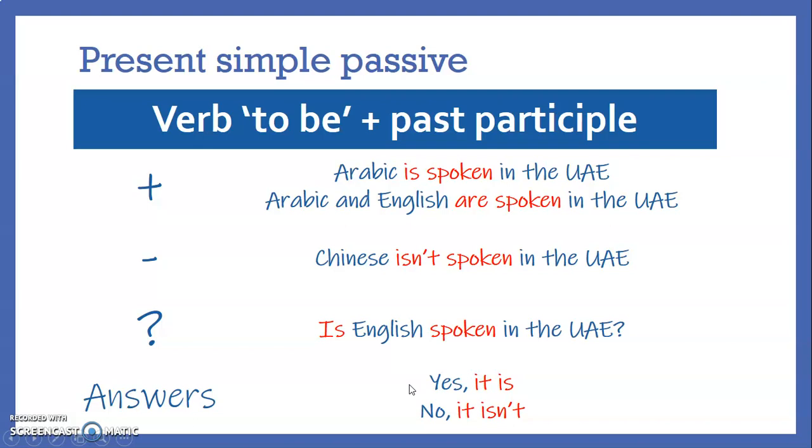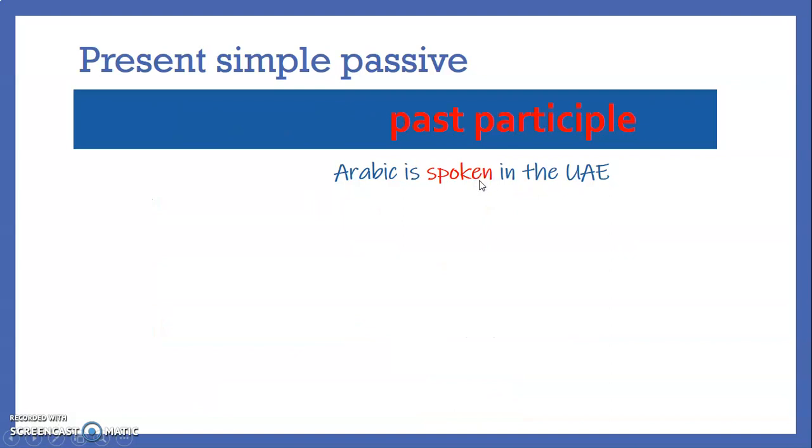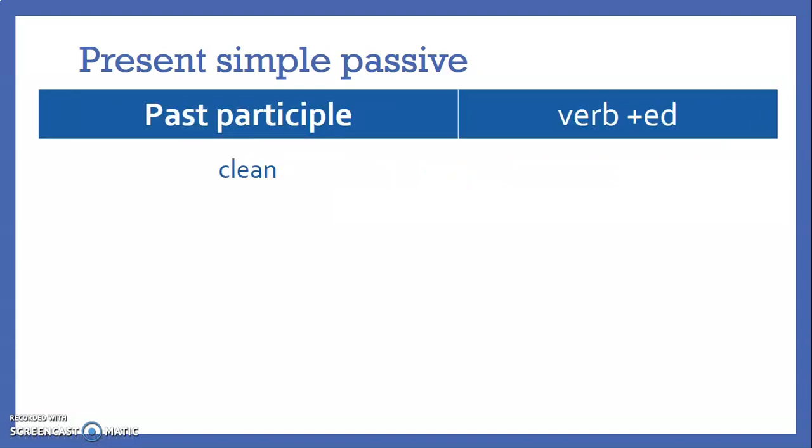Now the key thing here is what's called the past participle, which I've highlighted in red. The past participle, because the form is verb to be, which is, past participle is spoken. Now, what is a past participle? The past participle is the third form of the verb. So we have speak, spoke, spoken. For many verbs, it's just ed. It's like the past, cleaned. We're still talking about the present, don't forget, but the form is in the past.